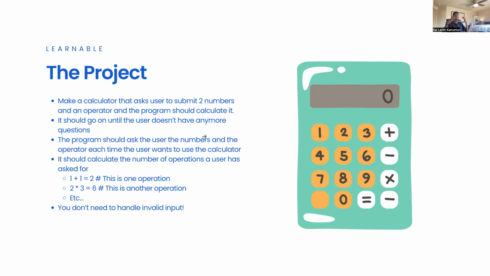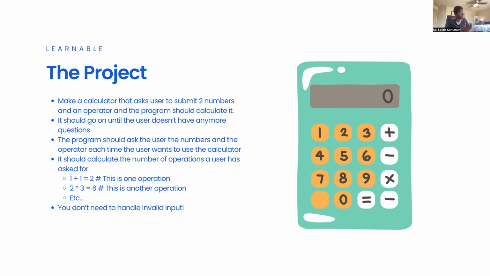So let's go into the general parts of the project and then we'll go into the specifications of it. Just make a calculator that asks the user to submit two numbers and an operator, and the program should calculate it. So if the user enters two numbers and plus, the computer should calculate the two numbers and then print it out to the screen. And then it should go on until the user does not have any more questions. For example, if the user says they have one more question, keep on running until they don't have any questions. So use a while loop, huge hint. And the program should ask the user the numbers again each time the user wants to use the calculator.